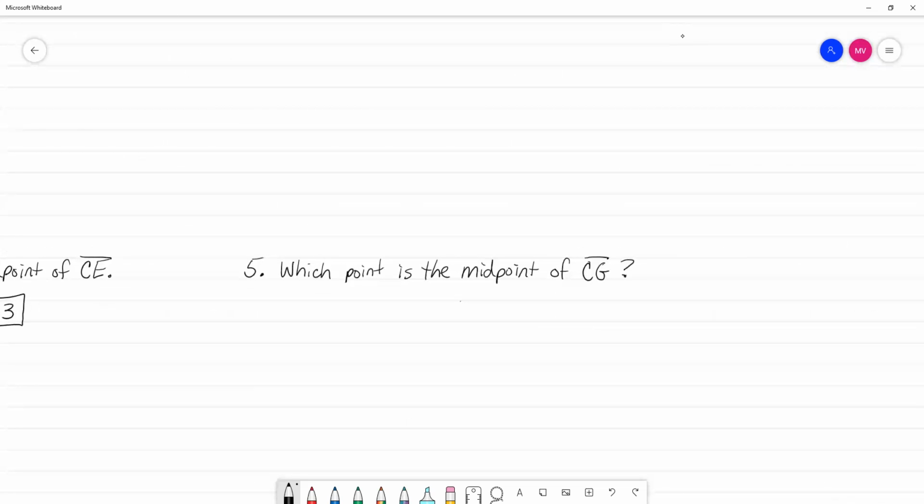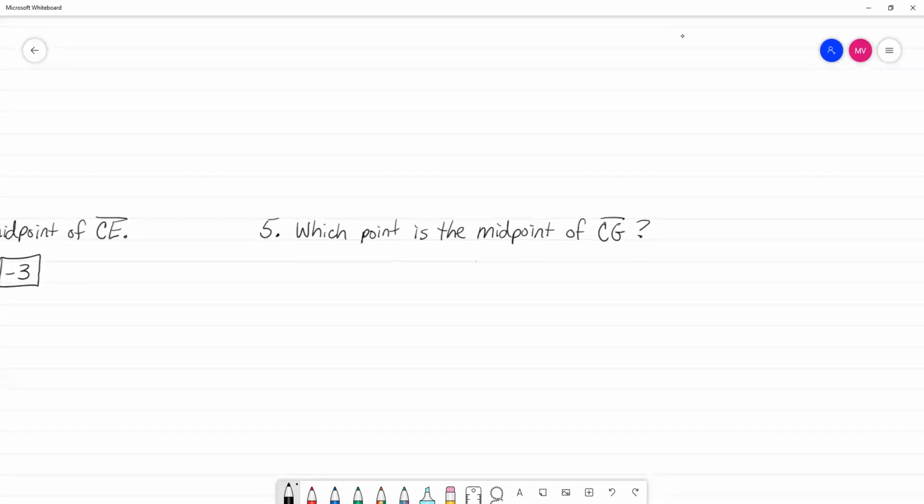So now, which point is the midpoint of CG? This is where your definitions and your syntax become really important. When it asks what point is the midpoint, it's asking for the name, not the coordinate. Let me show you what I'm talking about. So first, let's use our midpoint formula to find out what the coordinate is.